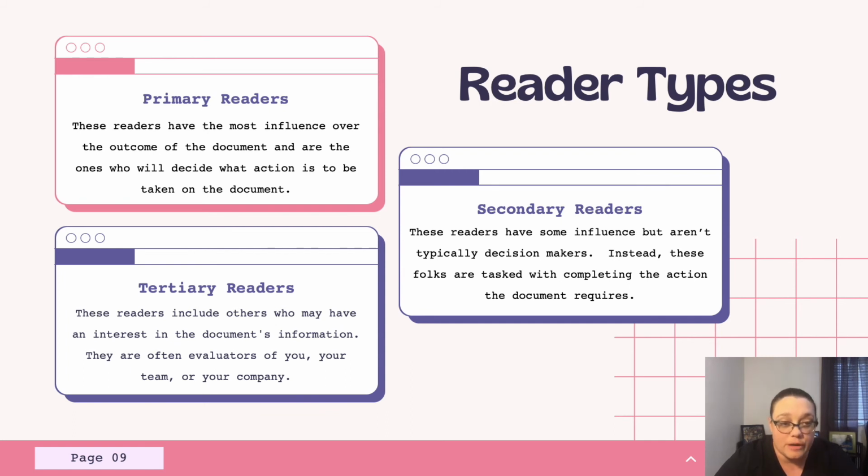And then tertiary readers. These readers include others who may have an interest in the document's information, but they're often evaluators of you or your team or company. Think big boss, like boss's boss. They might want to see the first email in a chain of emails to see that a project is being kicked off, but they wouldn't want to necessarily see all of the subsequent emails that would be better just for the team. They're going to get the big updates, those tertiary readers.